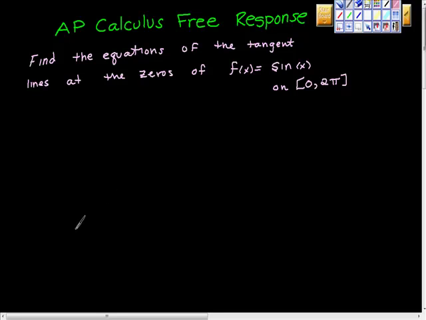AP Calculus free response practice question. Find the equations of the tangent lines at the zeros of the function f of x is equal to sine of x on the closed interval 0 to 2 pi.